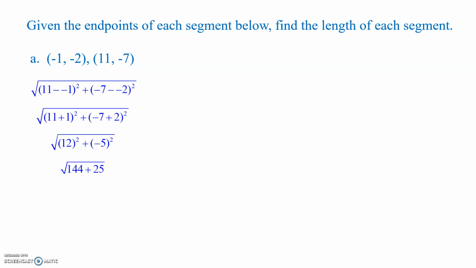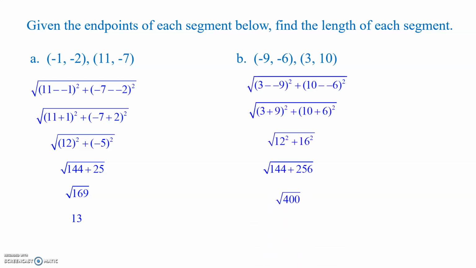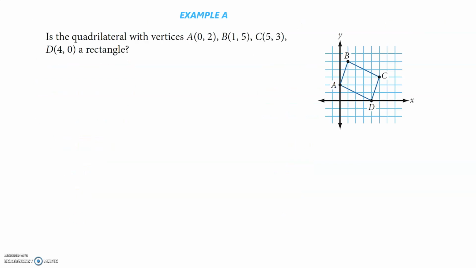So 12 times 12 is 144. Negative 5 times negative 5 is 25. So that's the square root of 169, which actually turns out to be a cute little 13. And then there's another example here. And I'm not going to go through that one. Then there are a few other examples.